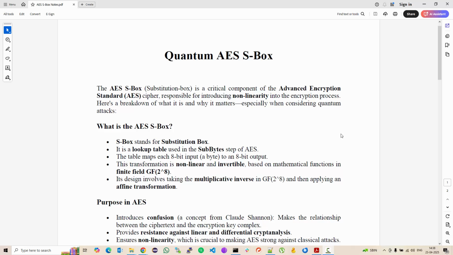Hi, my name is Aditya and I am the CEO of Automaski. Today I am going to be talking about cracking AES cryptography with quantum computers.